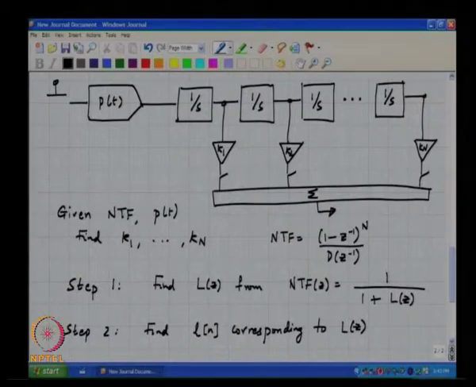So, let me call this L1 of t, L2 of t all the way up to Ln of t. Therefore, the sampled values will be L1 of n, L2 of n all the way up to Ln of n. Is this clear? Now, what should I do?